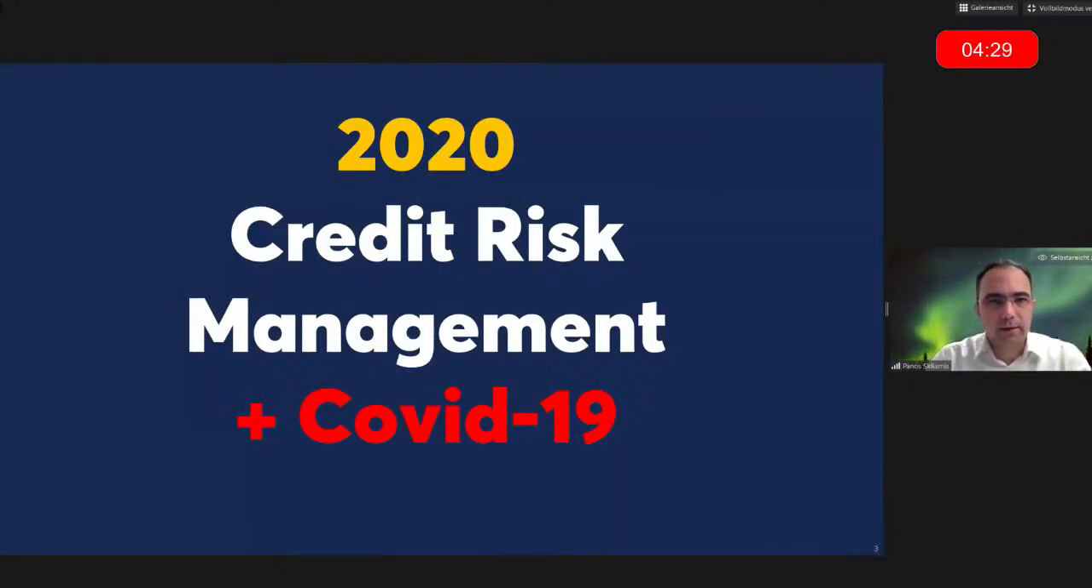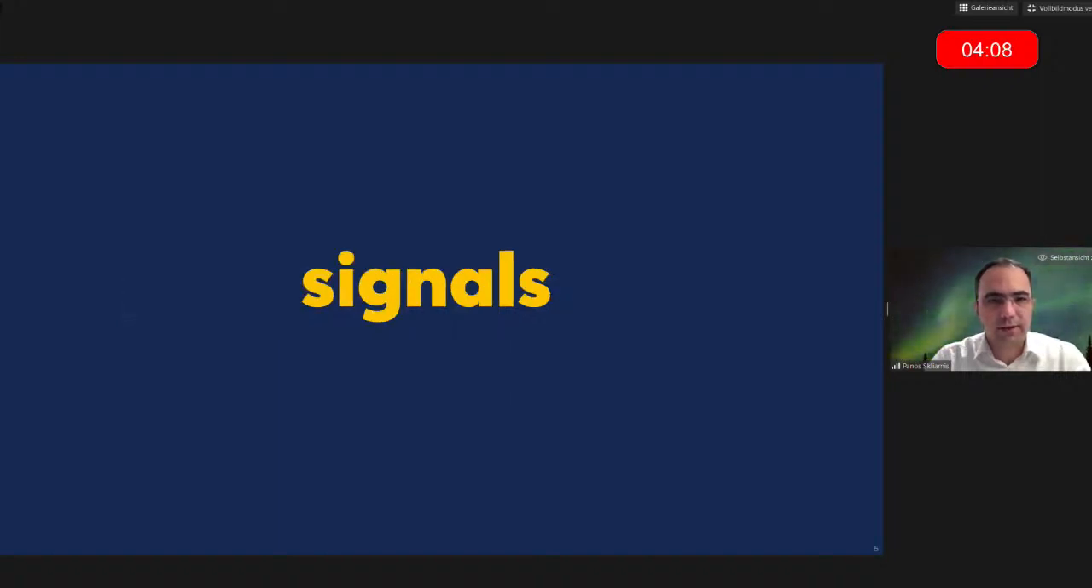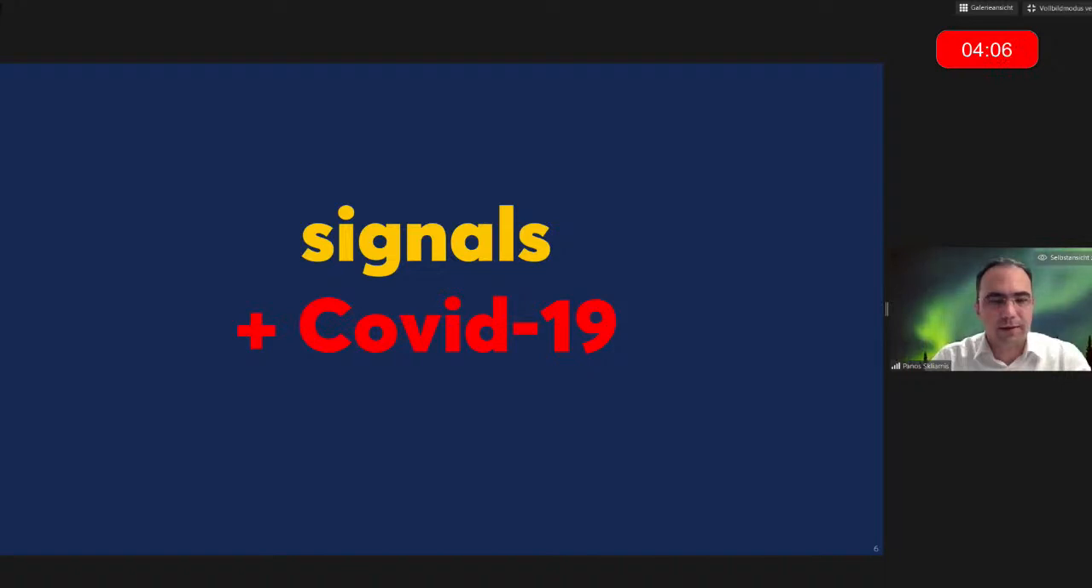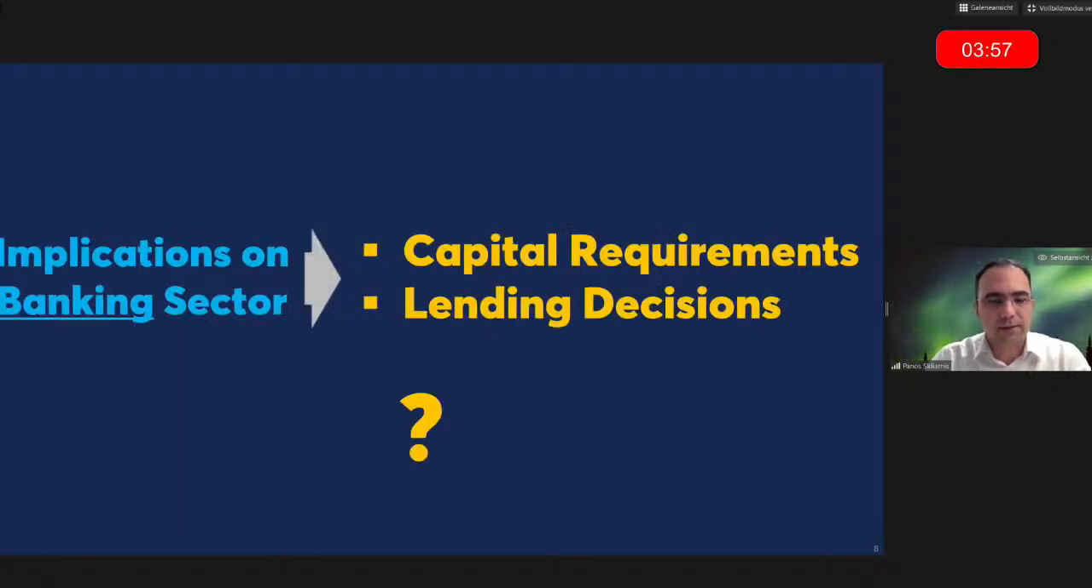2020 is going to be a significant year because of credit risk management issues with COVID-19. It will affect all the models of the banks, and the banks have to redevelop their models. In the same way, the Bundesbank has to take into consideration that the economy and data are not directly connected, because today we have a lot of signals with COVID-19 that are changing how we have to follow the modeling process. So these alarming signals create implications for the banking sector.